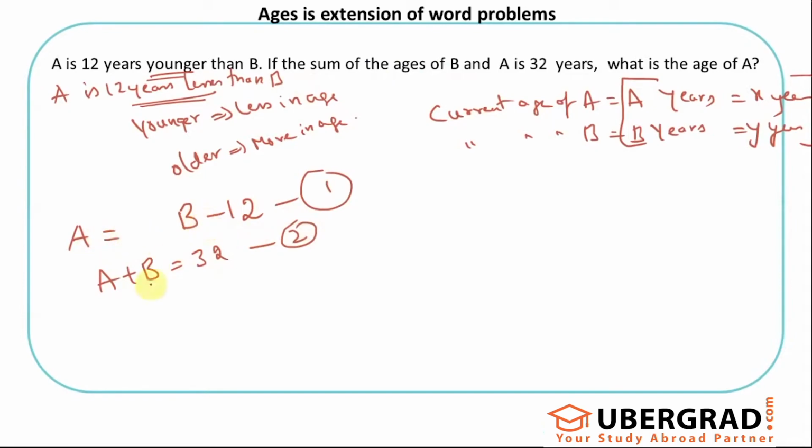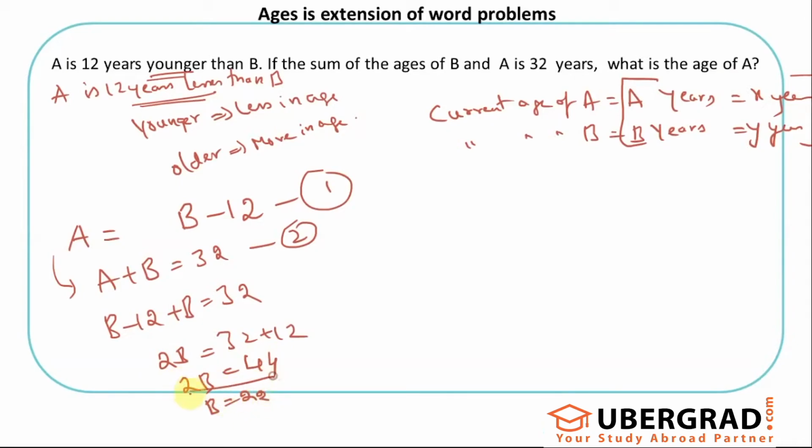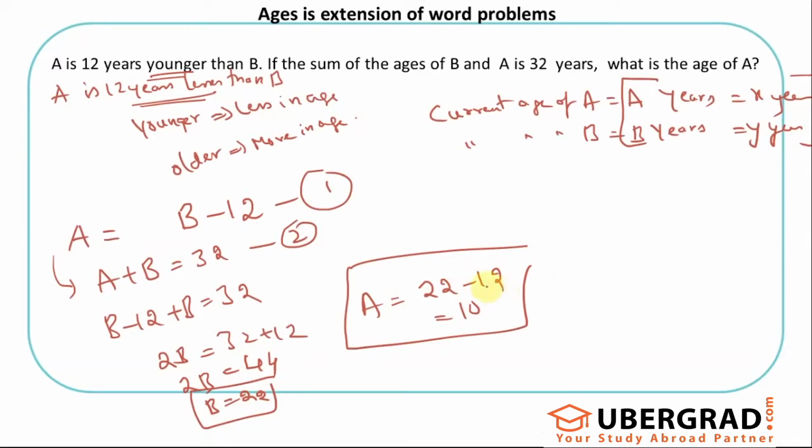Two variables A and B, two equations, I should solve them and get my required values. So A is B minus 12, so let me replace this over here. So A is replaced by B minus 12, plus B is equal to 32. So B plus B is 2B, minus 12 goes this side, that's 32 plus 12, that is 44, is 2B, and B is 22. Once I know this, what is A? B minus 12, that is 10 years. So A plus B is 10 plus 22, which is 32, and A is 12 years younger than B.